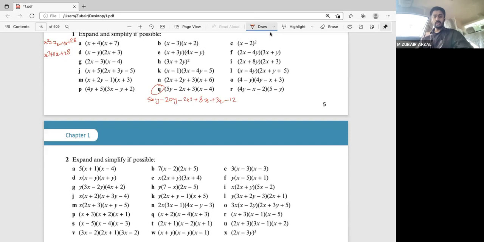Now we look for like terms to add them. I have 5xy and there is no other term in xy, so this is already simplified. Minus 20y, no other term in y. Minus 2x squared. These two terms are in x, 8 and 3 is 11x, minus 12.